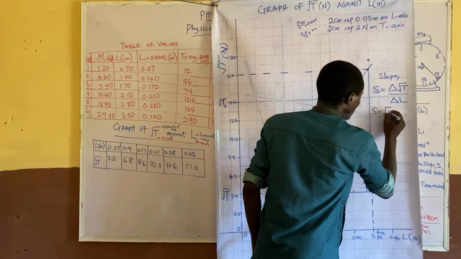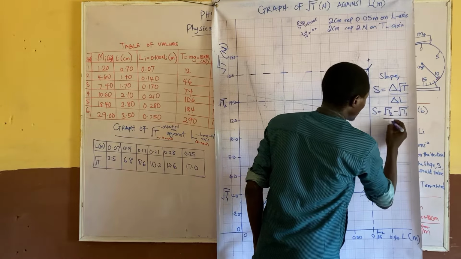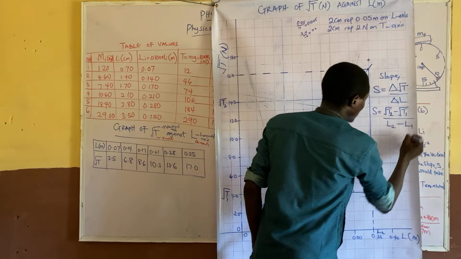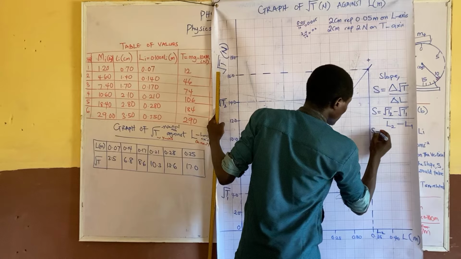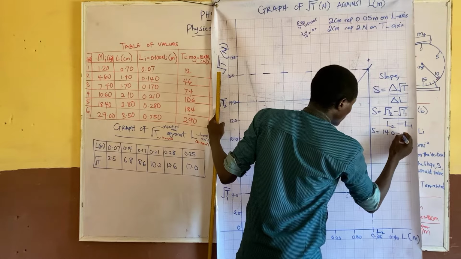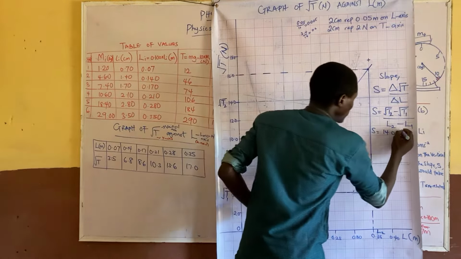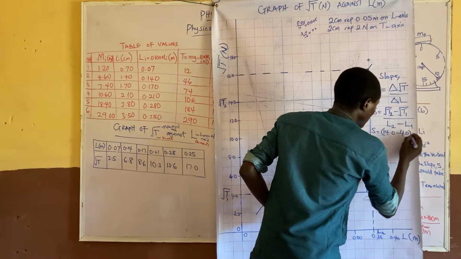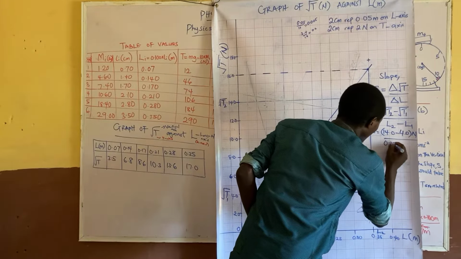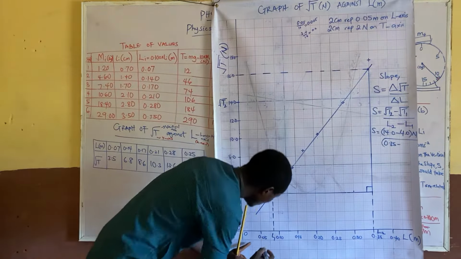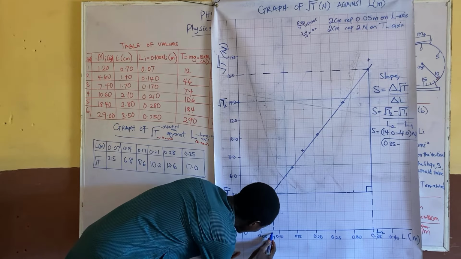root T2 minus root T1, all over L2 minus L1. So what's our root T2? That is 14.0 minus 4.0 Newton, all over L2, 0.35 minus, and this one is what? This one is 0.06, 0.07, 0.0 what?